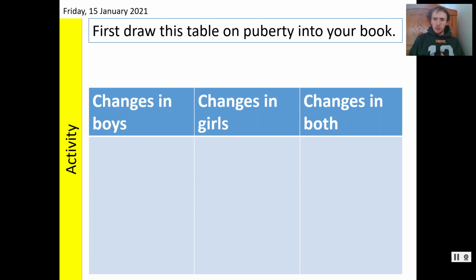Changes in both. You are looking at increased height. So both of them gain increased height and therefore increased weight, but that's just as a product of increased height. Talking about body hair growth, both of them do grow hair on their bodies. And do I need anything else for that? Oh, emotional changes, of course. Becoming attracted to the opposite sex, that kind of an idea. So that will do just fine.